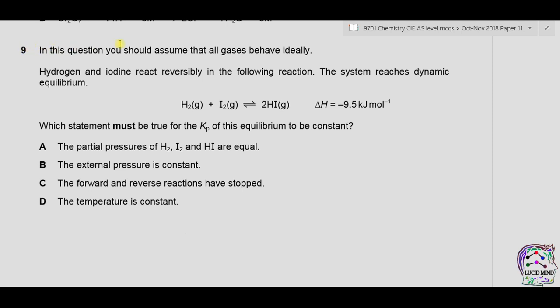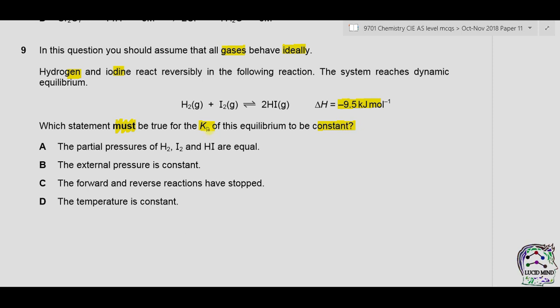Question number 9. In this question, you should assume that all gases behave ideally. Hydrogen and iodine react reversibly in the following reaction. The system reaches dynamic equilibrium. This is the equation. The enthalpy change is negative. It means it is an exothermic reaction. Which statement must be true for the Kp of this equilibrium to be constant?